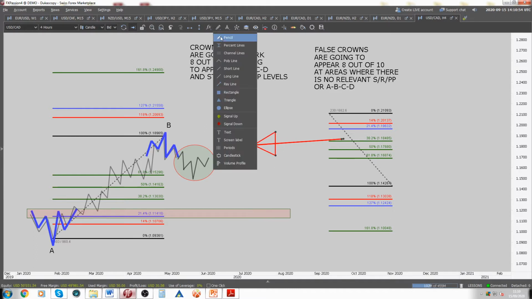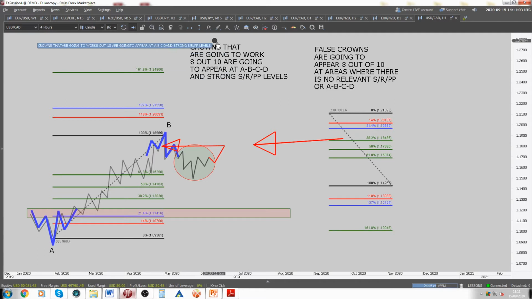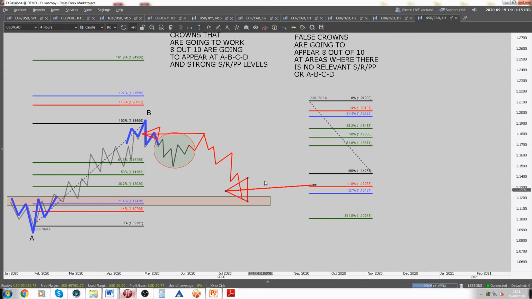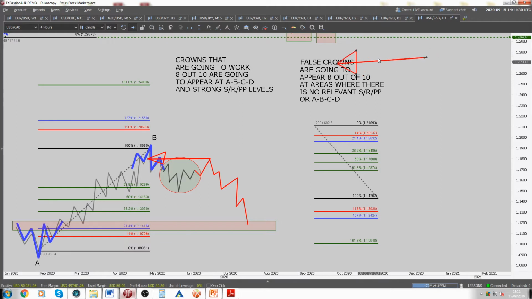So this is kind of a false crown, and maybe the market is going to do something like this, hit the ceiling. It is going to hit the ceiling on the left, past resistance, we are in the market, and then it is going to push back down, and you are going to get stressed, right, everybody? We are going to get stressed because we are losing margin, and the trend is against us, and oh, this crown doesn't work. Of course not. False crowns are going to appear at areas where there is no relevant support, resistance or pivot point.